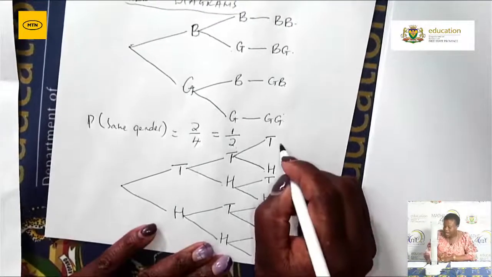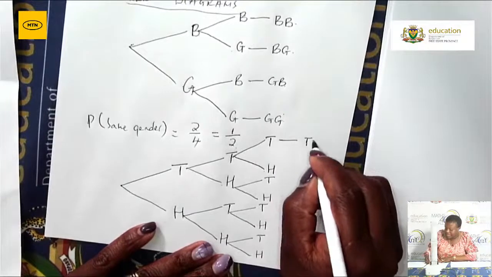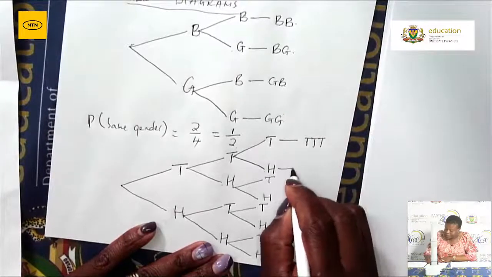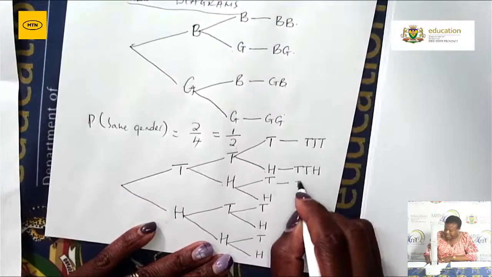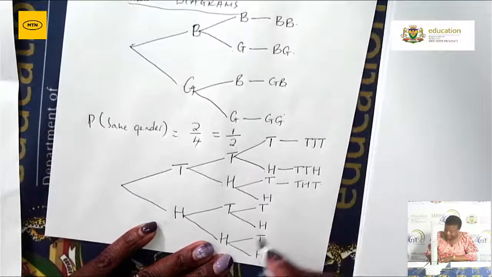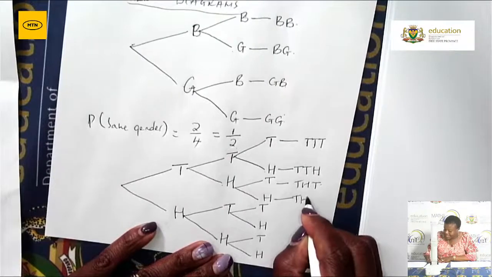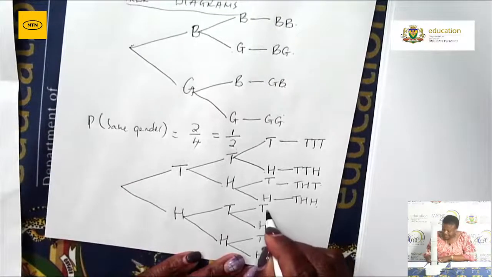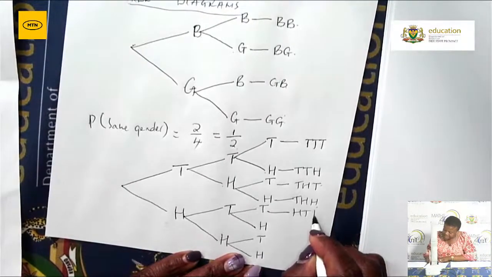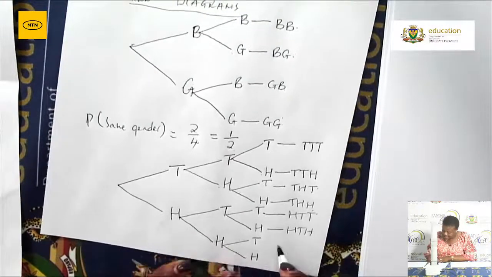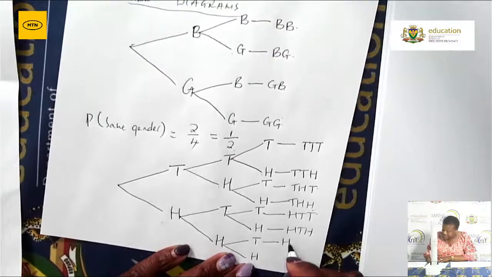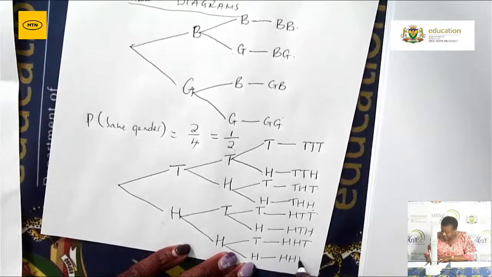So the possible outcomes will be triple tail, followed by tail, tail and head, followed by tail, head and tail, and followed by tail, head and head. And the other one will be head, tail and tail, followed by head, tail and head. And the other attempt is head, head and tail. And lastly, it will be triple head.